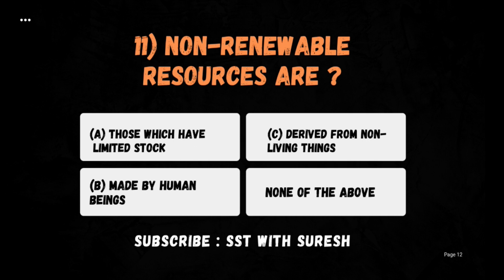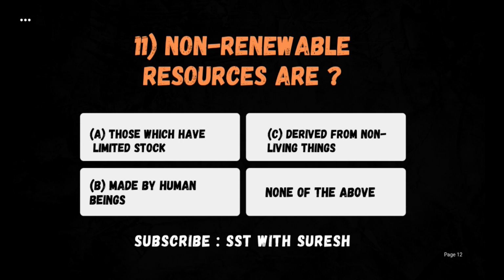And the options for question number 11 are: A, those which have limited stock; B, made by human beings; C, derived from non-living things; and D, none of the above. And the correct answer for question number 11 is that non-renewable resources are those which have limited stock. Okay, next question, question number 12.